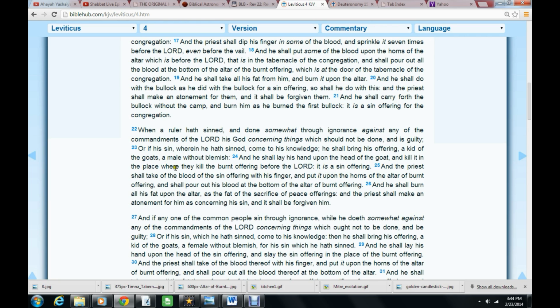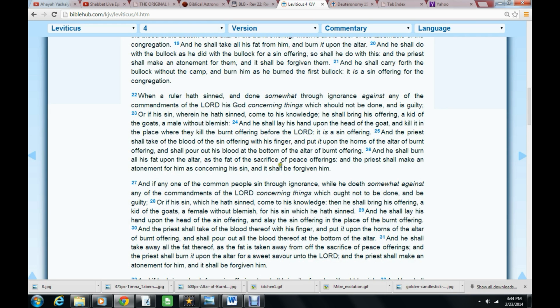And the priest shall take of the blood of the sin offering with his finger, and put it upon the horns of the altar of the burnt offering, and shall pour out his blood at the bottom of the altar of burnt offering. And he shall burn all his fat upon the altar, as the fat of the sacrifice of peace offerings. And the priest shall make an atonement for him as concerning his sin, and it shall be forgiven.